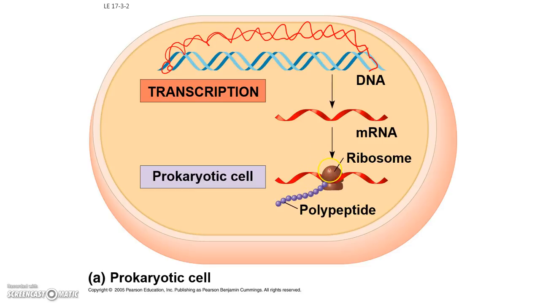So they've got a ribosome that comes in and sandwiches itself around the mRNA. And the ribosome is just going to go along that mRNA, read it, and start to put together our amino acids. So each one of these little balls is an amino acid.